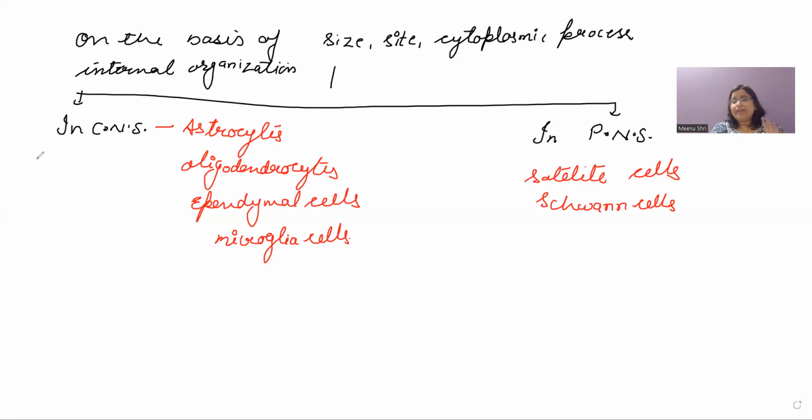So one by one, we will describe each and every cell. Let's start with the astrocyte cells. Take the screenshot. I will attach another slide.